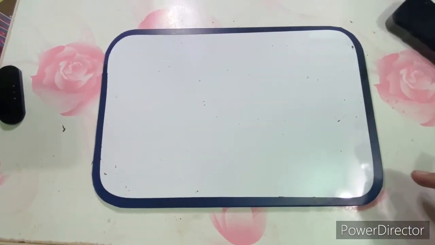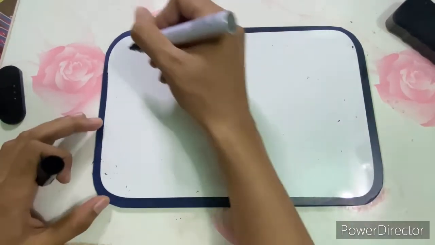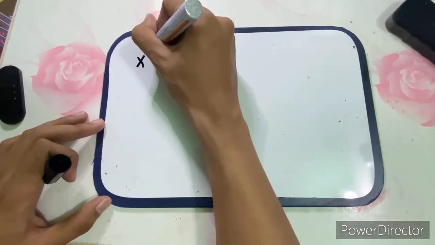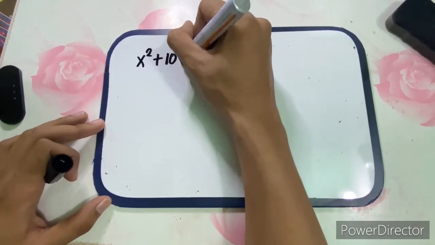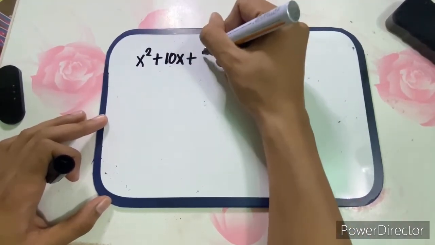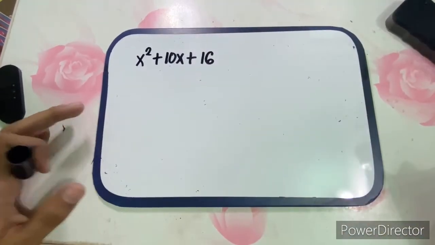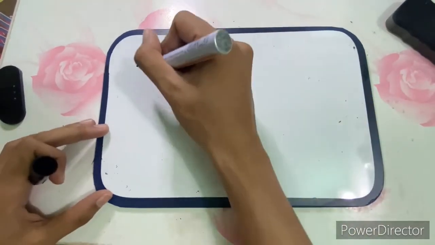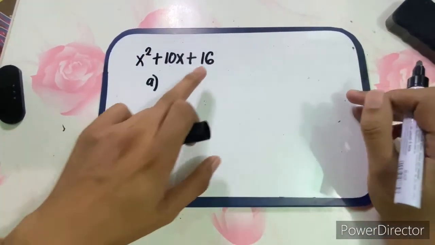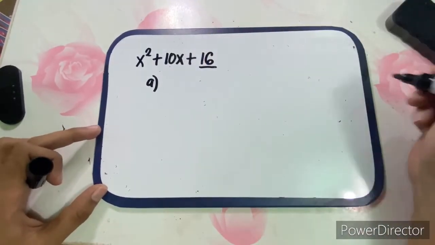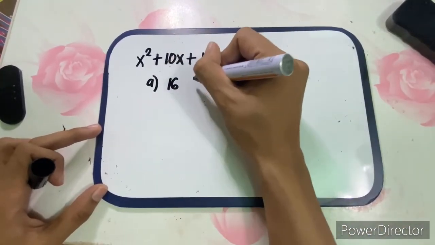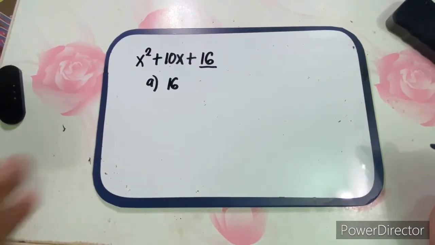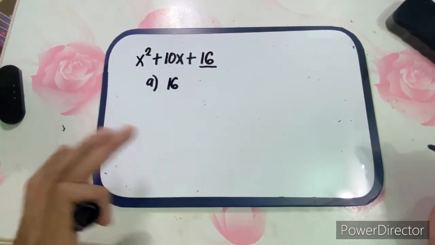Okay, let's do the reverse, or how to get the factors of a general trinomial. For example, we have x squared plus 10x plus 16. So we have 3 steps, okay? Your first step is you will go to the third term, or the constant, 16. Now, think of all the pairs of factors that will result in 16.